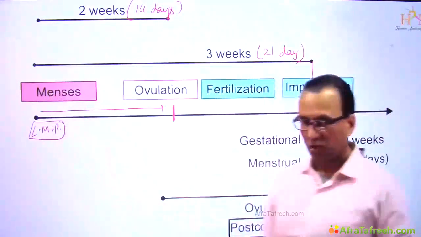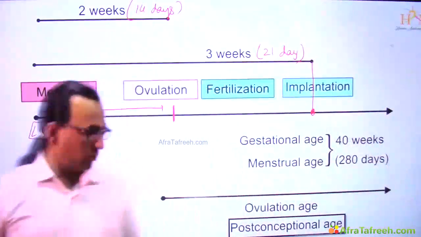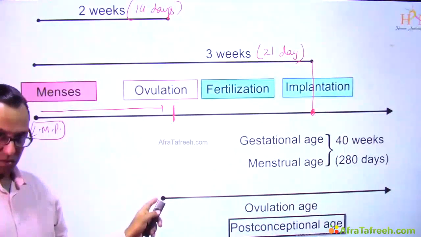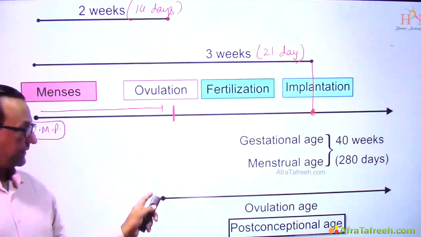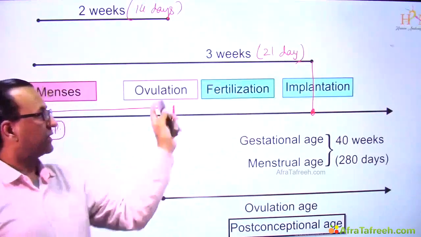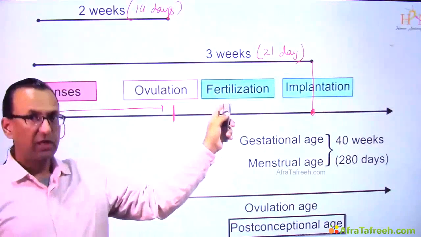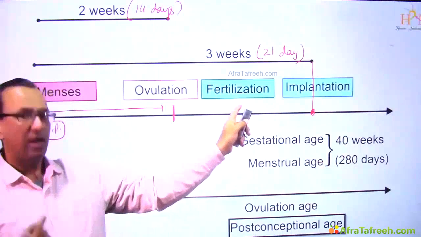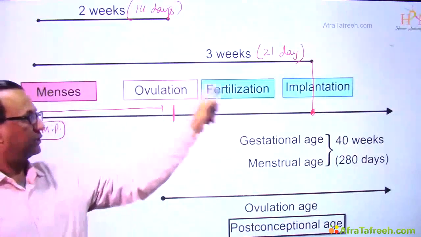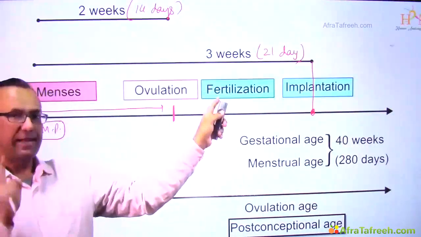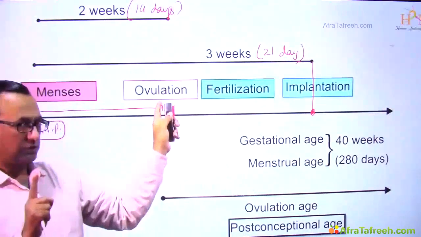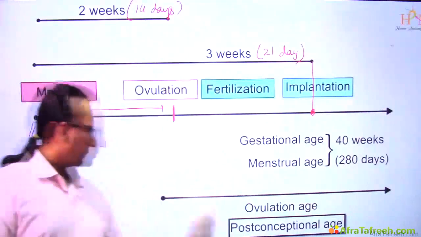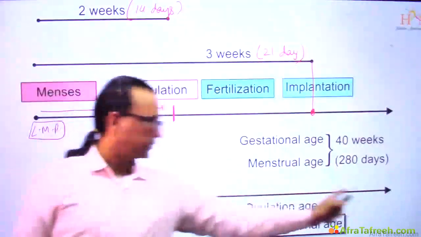But there is one more concept, which is the ovulation age, which is calculated from the day number 14 or the day of ovulation. It is also the day of fertilization, since the difference between ovulation and fertilization is less than 24 hours. Fertilization should occur within 24 hours of ovulation. So the day a lady is having ovulation is the very same day she'll be having fertilization. So this is the ovulation age or the fertilization age.